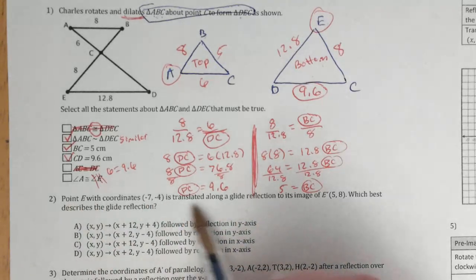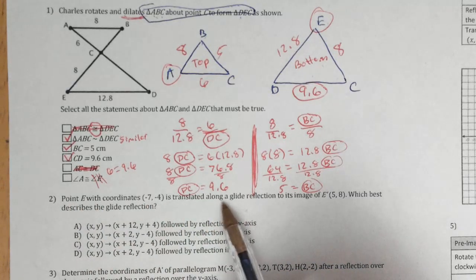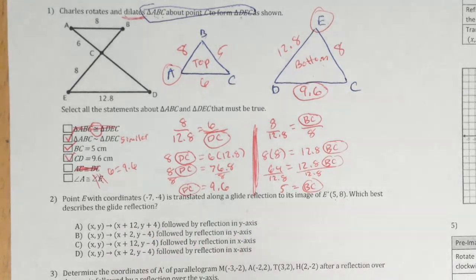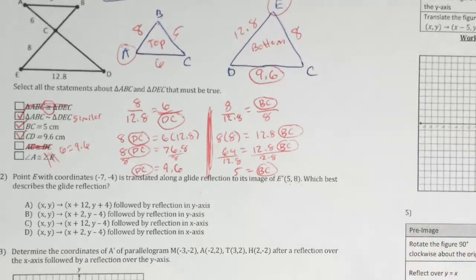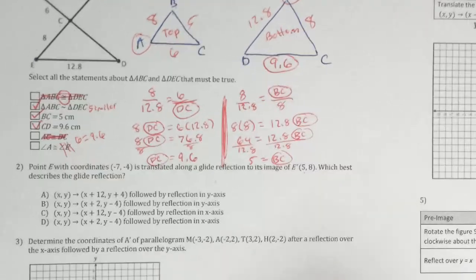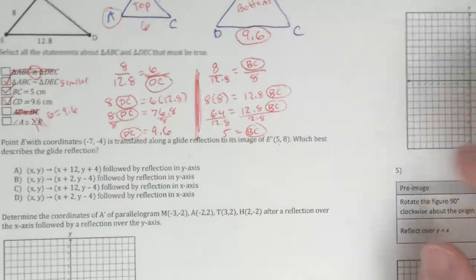Point E has these coordinates translated along a glide reflection to its image 5, 8. What best describes the glide reflection? All right, so what did we do to get here? Okay, so things we can do. Now, I have these extra coordinate thingies right here. So if you'd like, we could use that, or we could use the picture down here, but we have all this extra stuff over here.